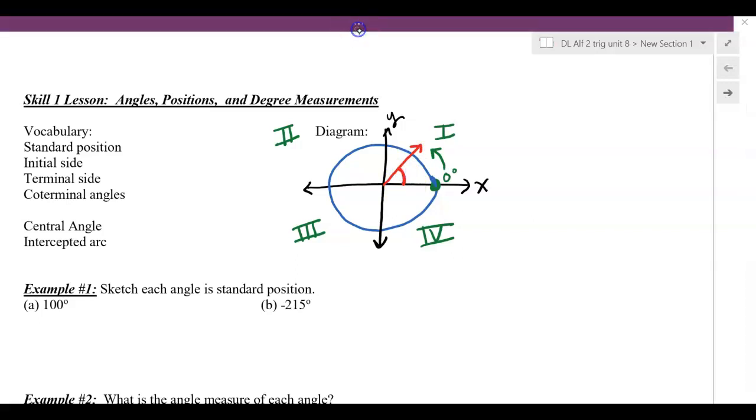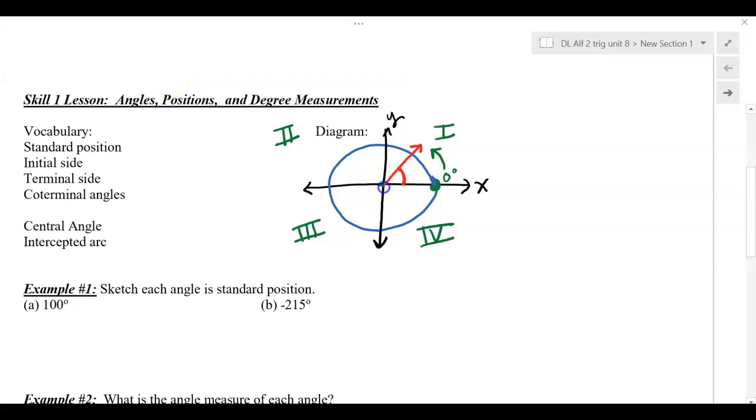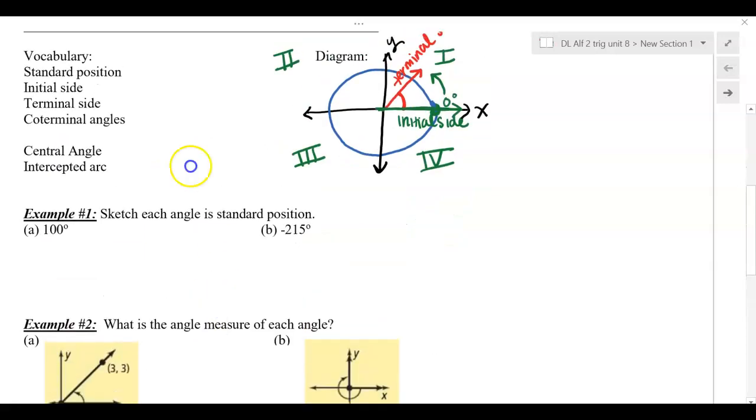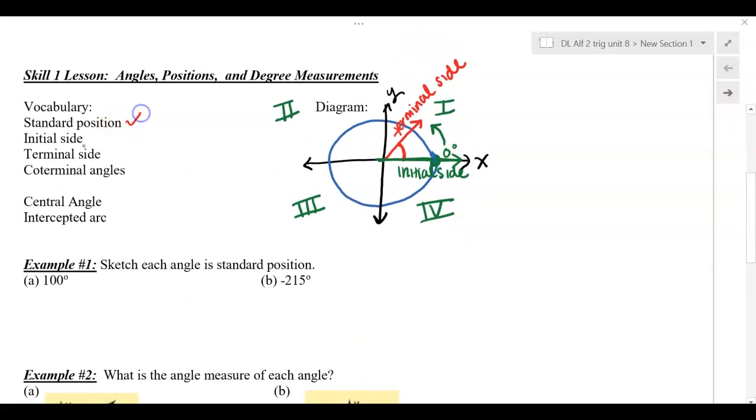And this gives us two pieces here. This green piece, always along the positive x-axis, is what we call our initial side. The red line that I drew, as if that was the end of the angle I was measuring, would be the terminal side. Okay. And this is an angle in standard position, starting at that positive x-axis. So we've covered standard position, initial side, and terminal side.